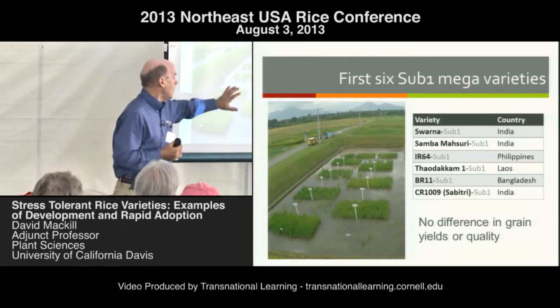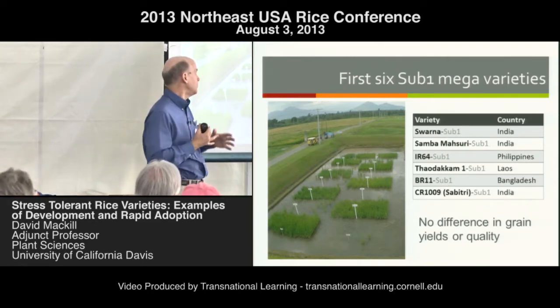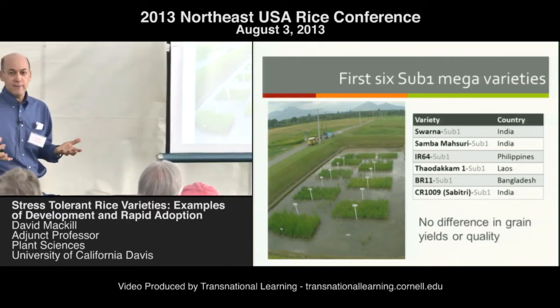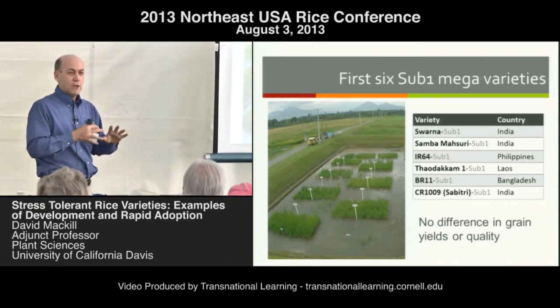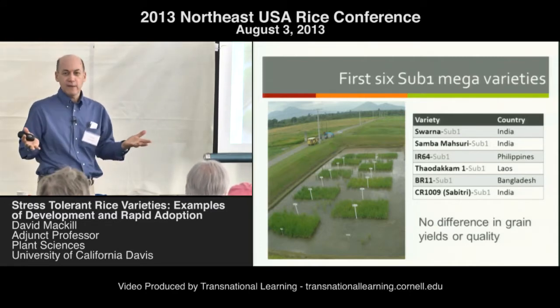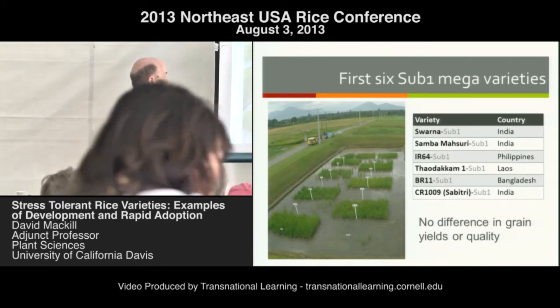So when we go to farmers and they're growing Swarna, but they have a problem with submergence, we could say, if you grow this variety, then it's basically the same as Swarna. With no submergence, you get the same yields, you get the same quality, you can sell it just like Swarna. But if you have submergence, it's going to survive much better.